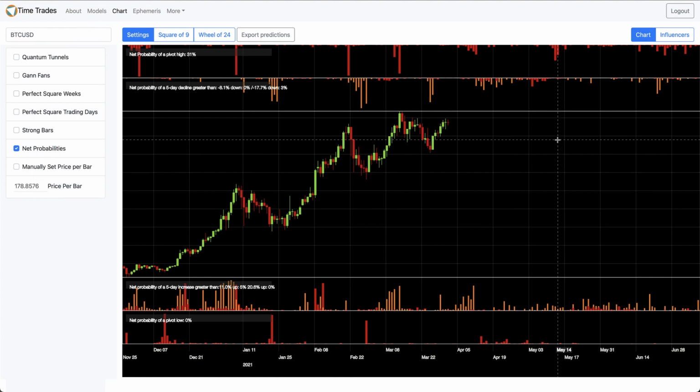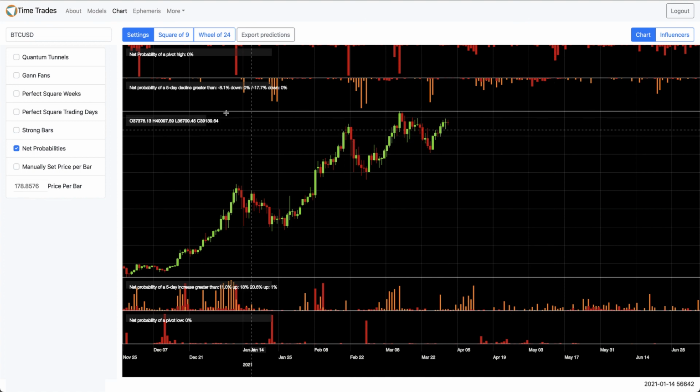When it's turned on, you'll notice that the information text changes as well up here. So it will always be very clear about whether you're seeing the net probabilities or the absolute probabilities that are coming from the machine learning.